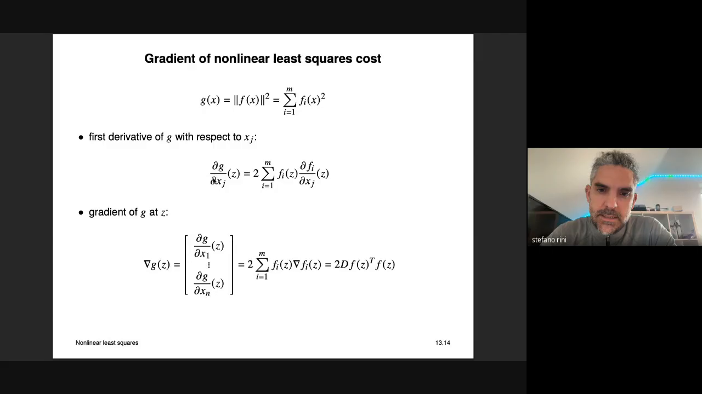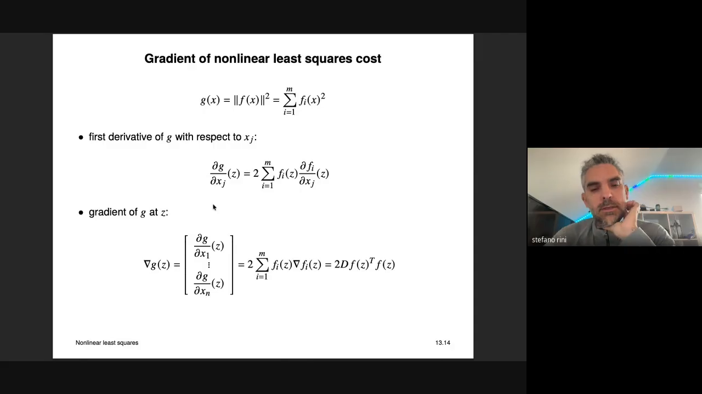So you see that this is the derivative with respect to x of j, we sum over the i, and then when you do a little bit of finagling, you realize that this stacking of the derivatives now gives you 2 times d, where d is the Jacobian, and then we have f(z) transpose times f(z).